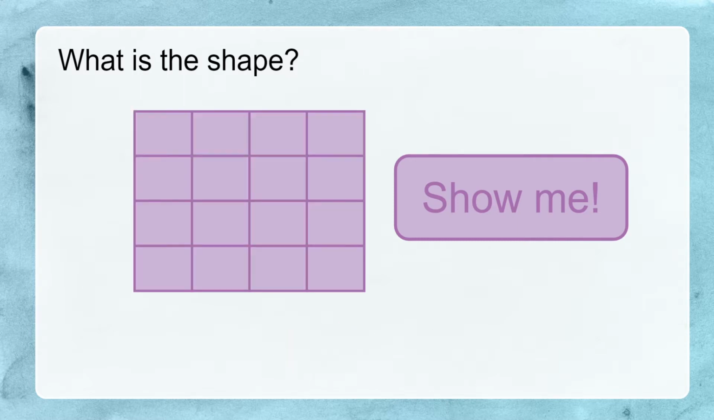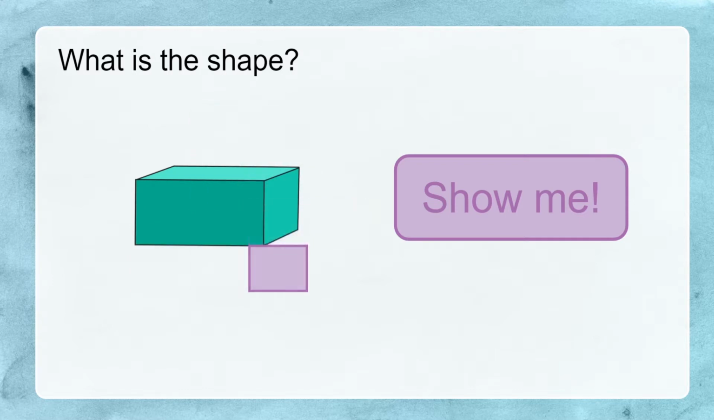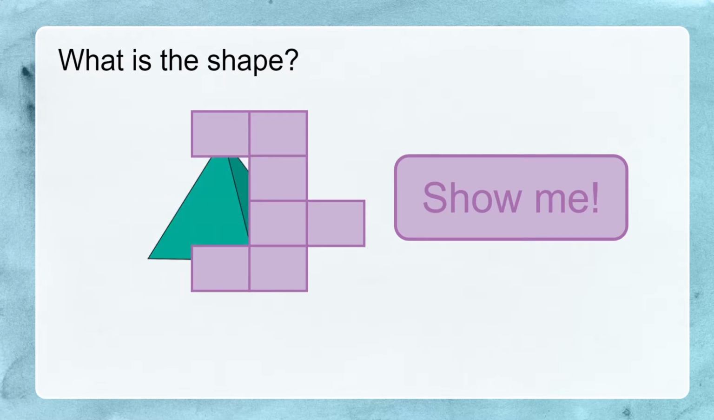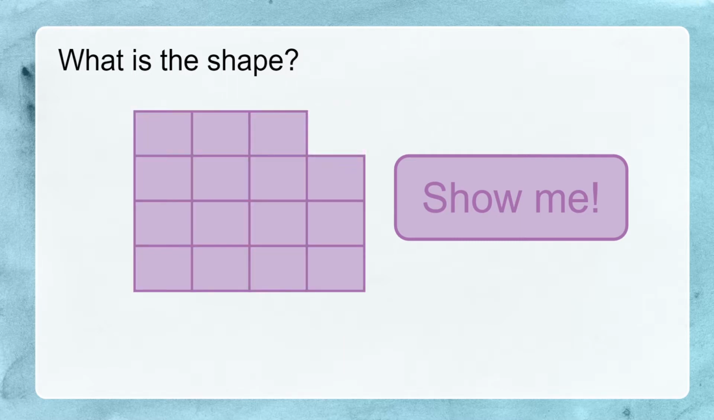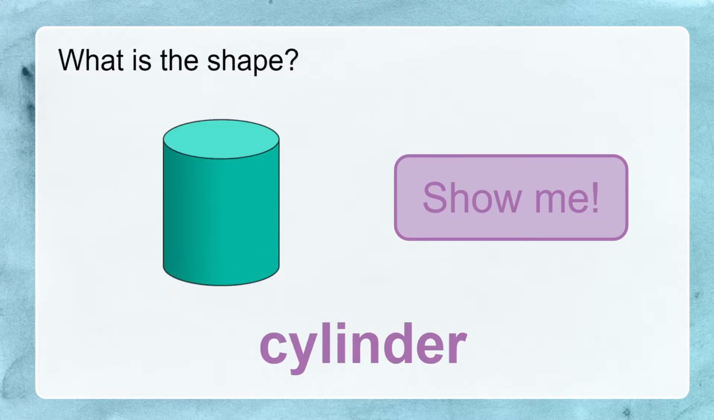Very good. Next one. What is this shape? Can you make a guess? Yes, it's a rectangular prism or it's a cuboid. Very good. Next one. What shape is this? I can hear you. It's a pyramid. Very good. Next one. What shape is it? Can you make a guess? Yes, it's a cylinder.